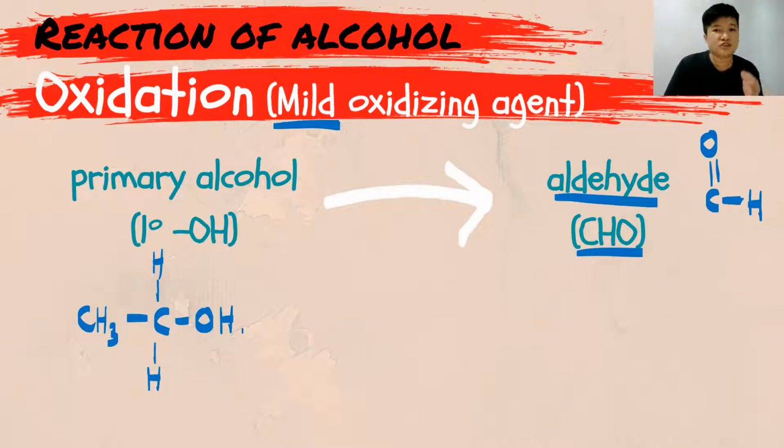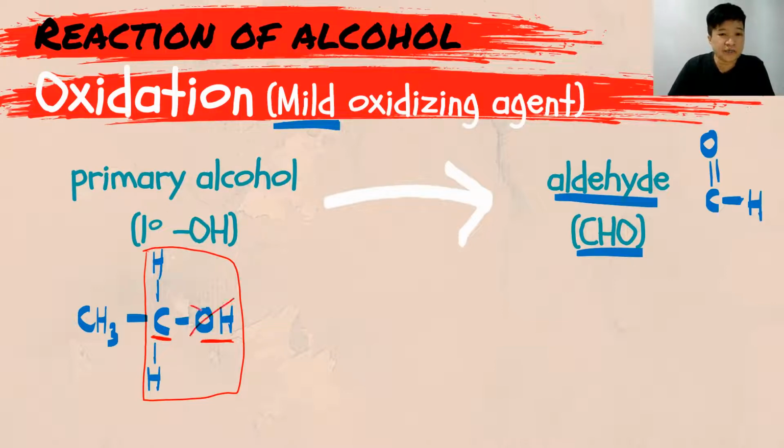Why will it only stop at aldehyde but not carboxylic acid? Focus only on the carbon that is holding the OH. This is the carbon that is holding the OH. So what happened, ladies and gentlemen? The OH again is removed along with one hydrogen. So when you remove one OH with one hydrogen, what do we replace the bond by? We replace it by a double bond O. So everything shall remain the same, but the carbon that is holding the OH and the H is replaced by a double bond O.